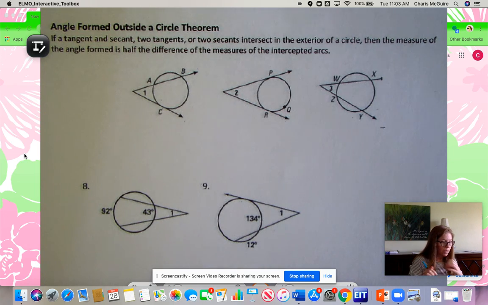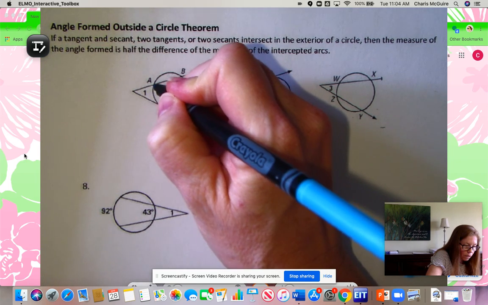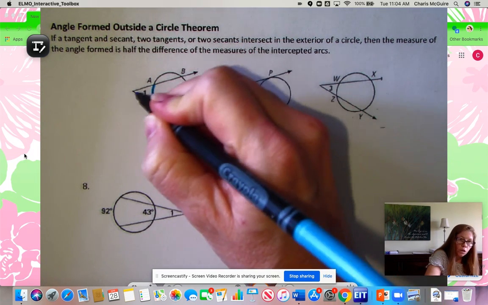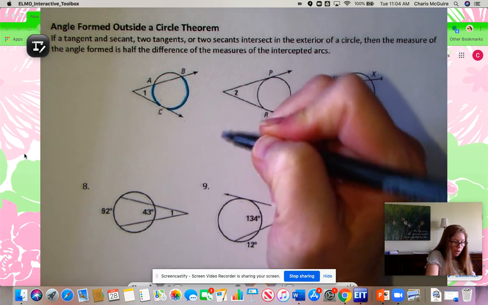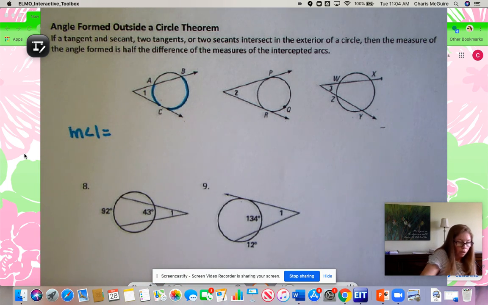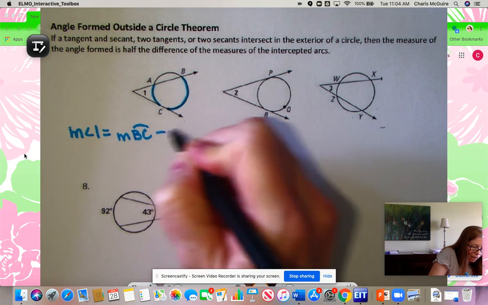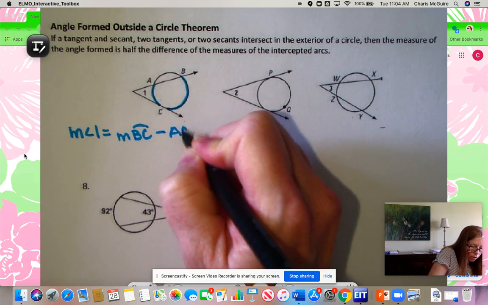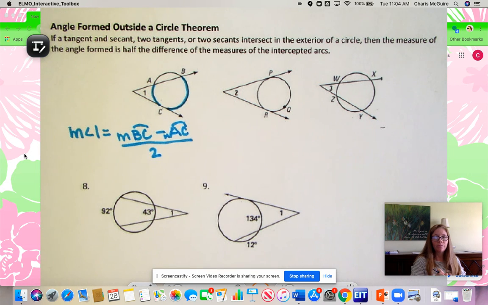So here's what we're looking at. These two lines intercept arcs. There's always a small arc. The smaller arc is closer to the angle, and then the larger arc is further away. So to find the measure of angle 1, we're going to do the bigger arc, which is always further away, so the measure of arc BC minus the smaller arc, the measure of arc AC, and then we're going to divide that by 2. We're going to take half. That's what it looks like when you have a tangent and a secant.